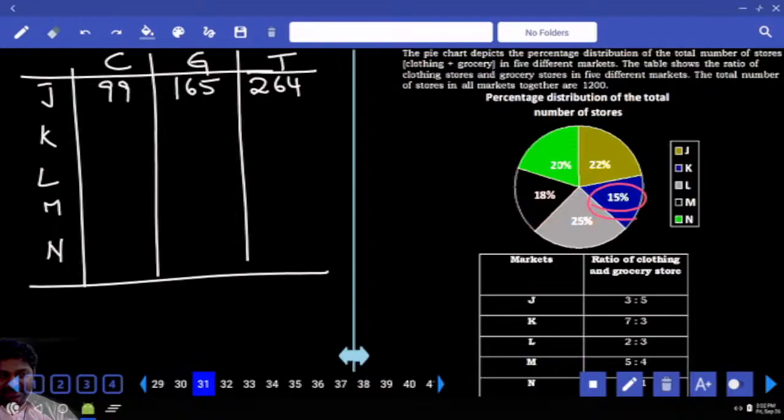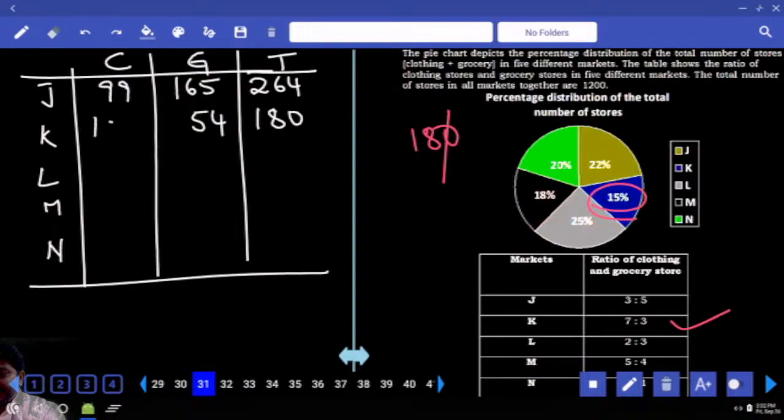Next, 15%, which is equal to 180, divided into 10 parts. Each part is 18. 18 3 times, 54 grocery stores are there. Then the remaining 126 are clothing. You don't have to calculate 18 7 times.